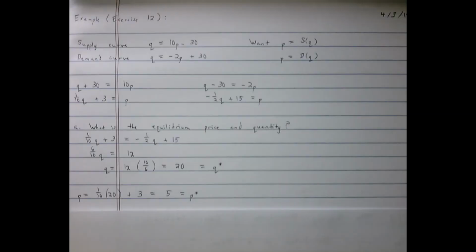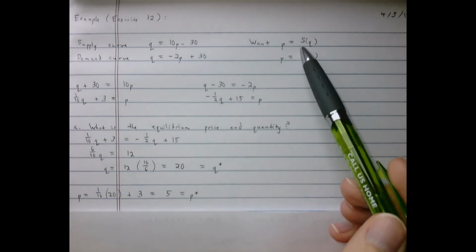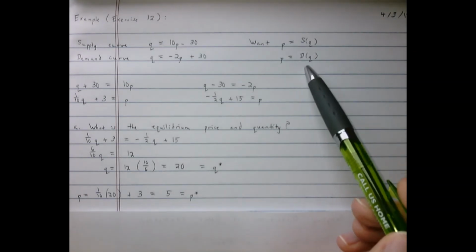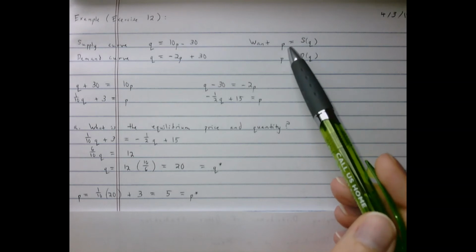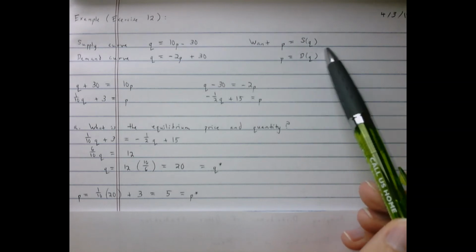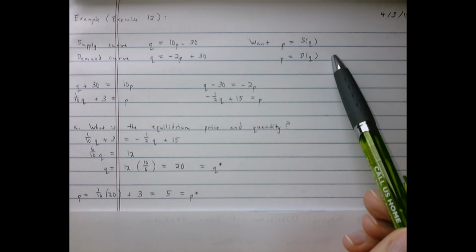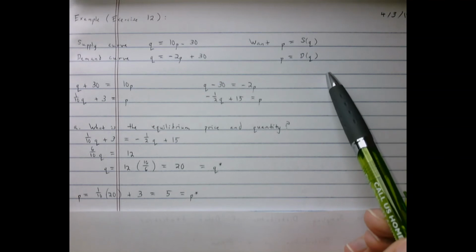Let's look at an example. For a particular product, the supply curve is given by Q equals 10p minus 30, and the demand curve is given by Q equals negative 2p plus 30. Now, typically we want these in the form P equals, say, S of Q or D of Q. So we want P involving just Q's, and we need to do a little bit of rearranging here.